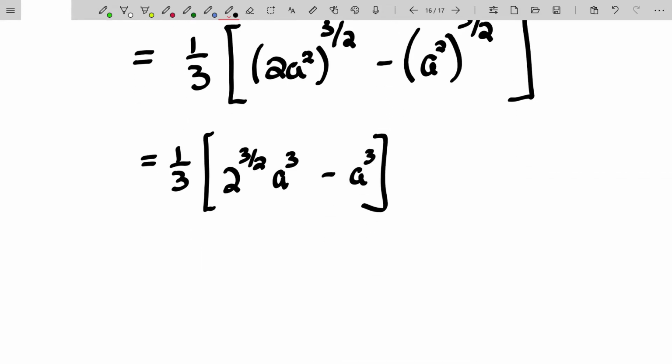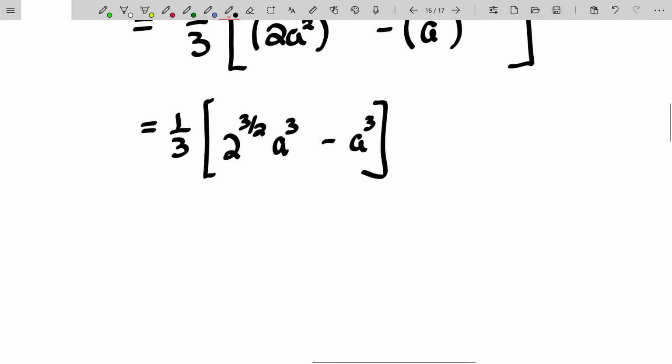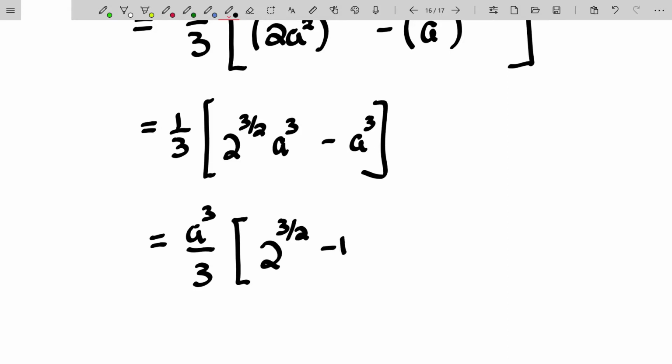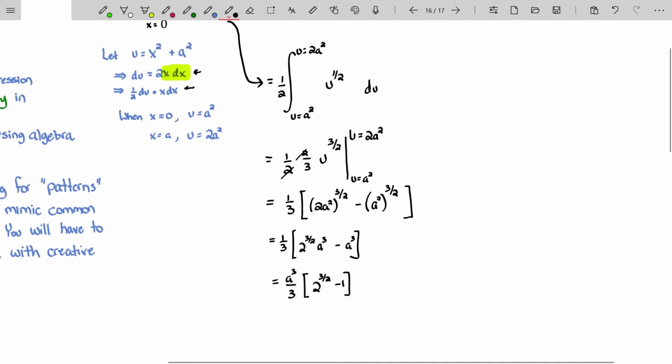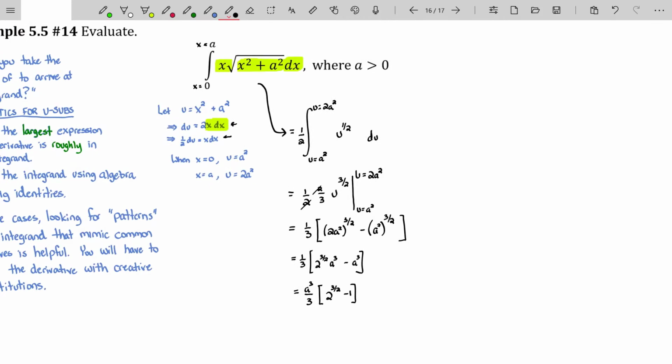And let's see, I guess I could just factor out the a cubed. There's really not much else that I see that would make this work. So I'm just going to leave it like this. There we go. So that is the final answer. That's the area underneath that curve from 0 to a. Nice, right? Now, as a modification of this, I'm going to ask an extension here, an extended question.